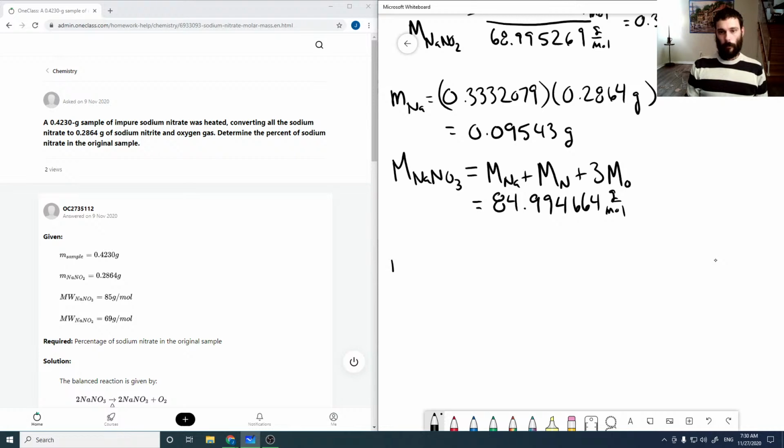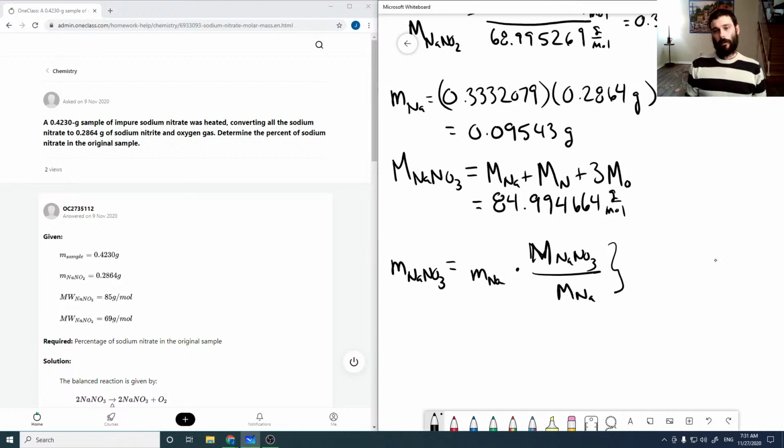So our mass of sodium nitrate is just our mass of sodium. I'll do it this way first. It's just our mass of sodium multiplied by our molar mass of sodium nitrate over our molar mass of sodium. Or that's 1 over our mass fraction for sodium. Or that's the mass fraction for sodium nitrate relative to sodium.